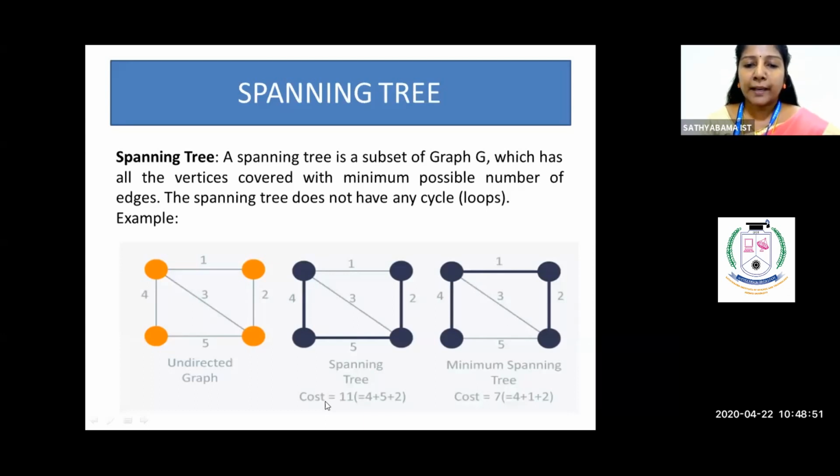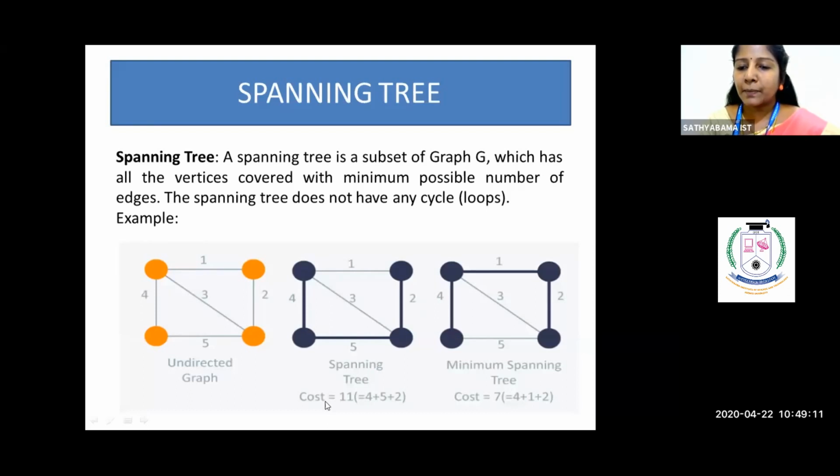Look at the first spanning tree. Totally 4 vertices, because in the graph we have 4 vertices only. So the 4 vertices are connected with 3 edges. The edge weights are 2, 4 and 5. So what is the cost of this spanning tree? Just add all the edge costs. 2 plus 4 plus 5 is equal to 11.